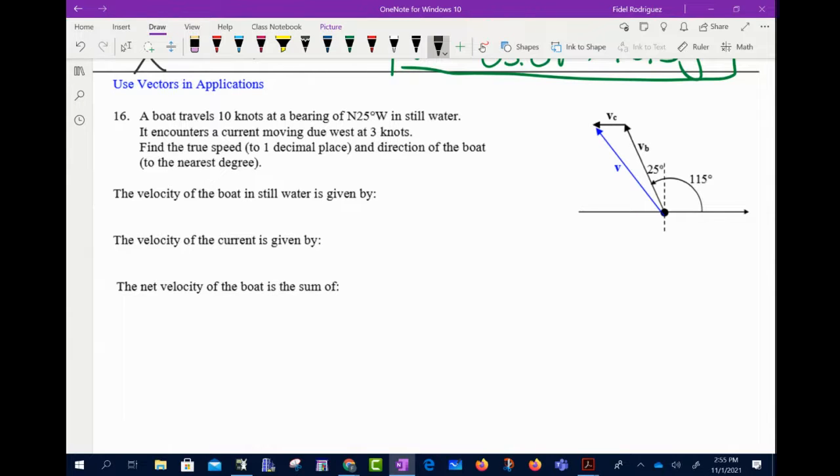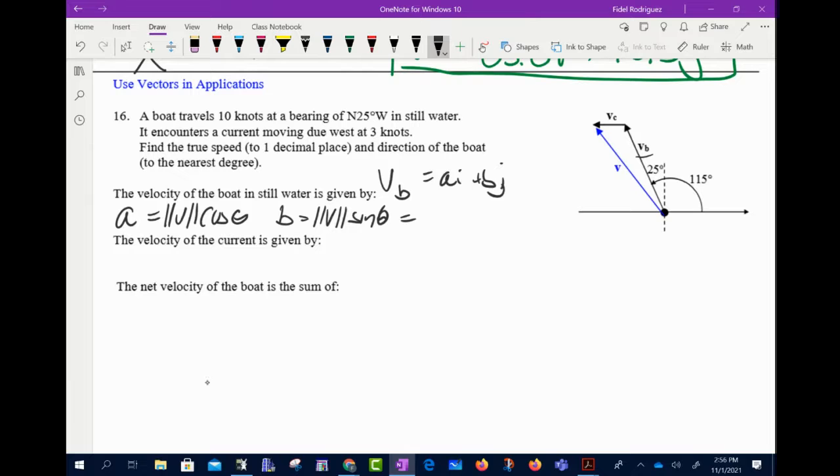Okay, so the velocity of the boat in still water is given by v_b, the velocity of the boat, right? What we're going to do is write this in component form, meaning we're going to write v_b in ai plus bj form. Remember how we find the a component? The a component is the velocity of the vector times the cosine of my angle, and the b component is the velocity of the vector times the sine of the angle.